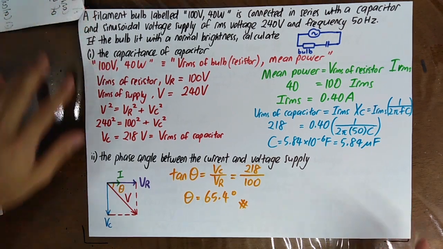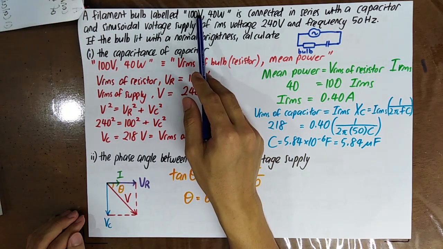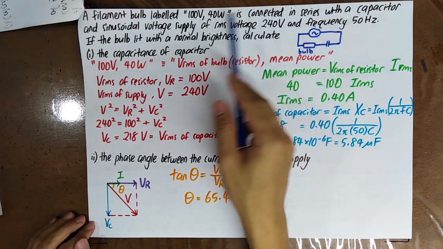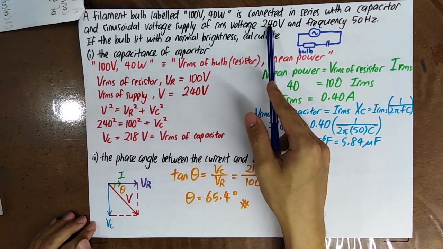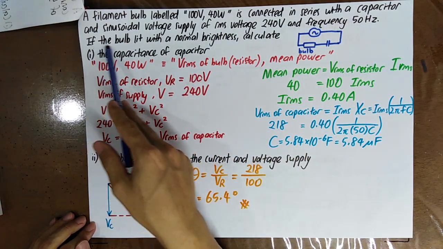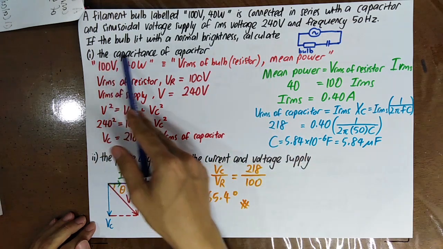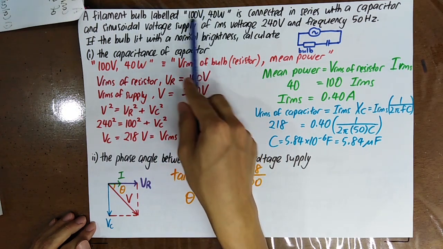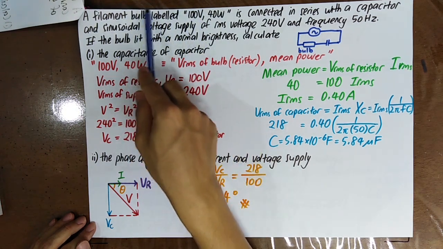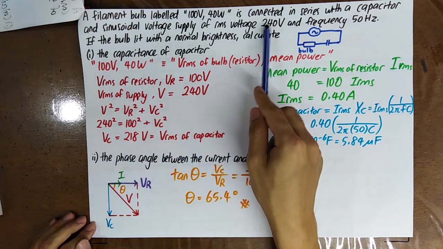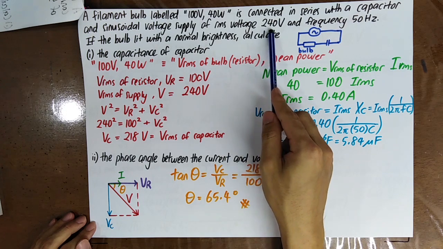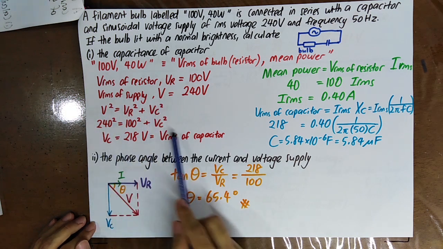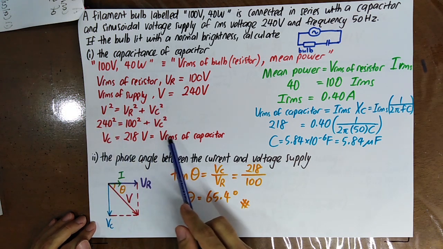A filament bulb labeled 100 volt, which is the root mean square voltage, and 40 watt, which is the mean power, is connected in series with a capacitor and a sinusoidal voltage supply of root mean square voltage 240 volt and frequency 50 Hz. If the bulb is lit with normal brightness, please calculate the capacitance of the capacitor. From this, you know the root mean square voltage of the bulb, which is the resistor, and the root mean square voltage of the supply is 240 volt. Then by using this formula, you know the root mean square potential difference across the capacitor.